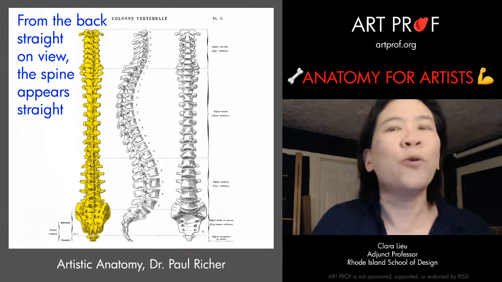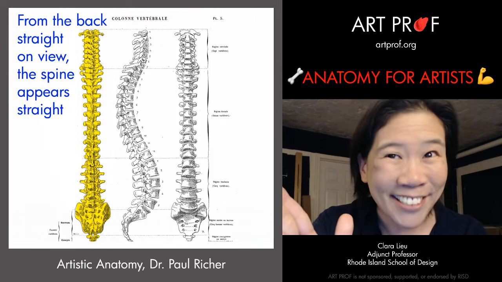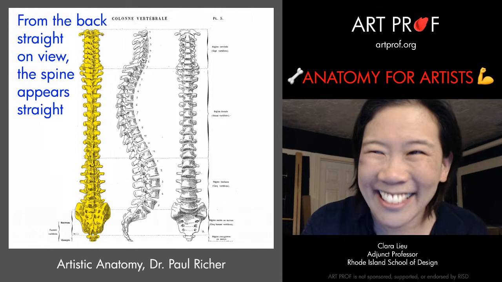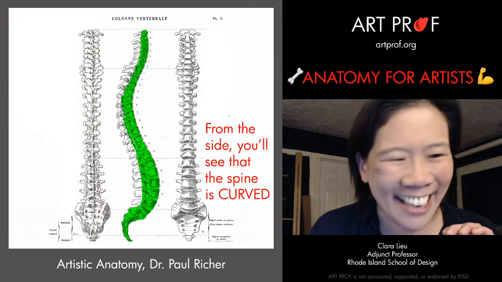And yeah, it totally looks straight, right? And if you are standing right behind Hugh and he's not wearing a shirt, this is what you will see. Okay, gotta focus now.